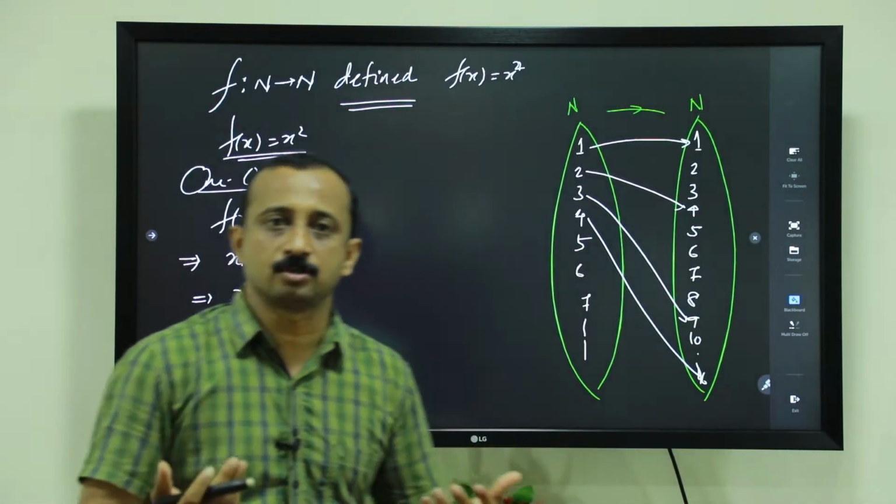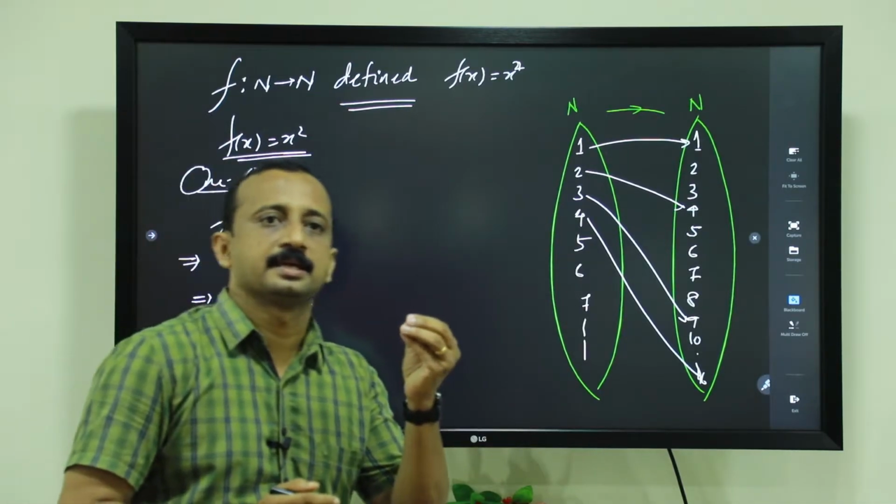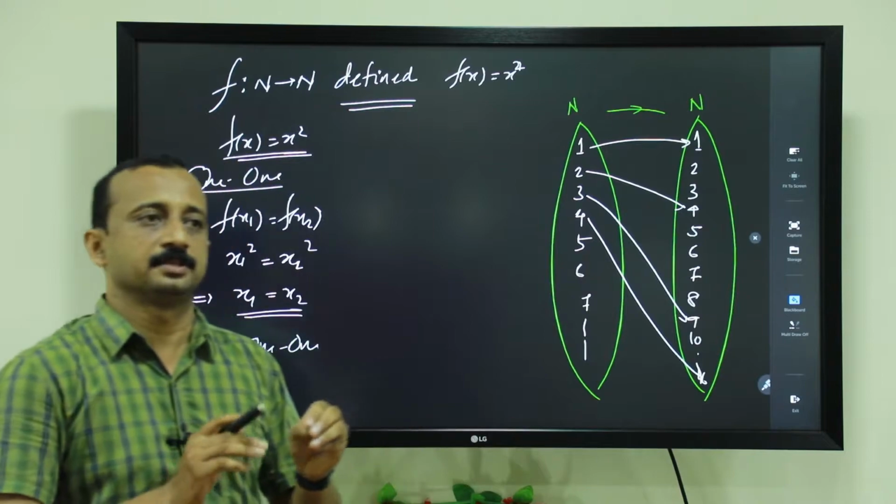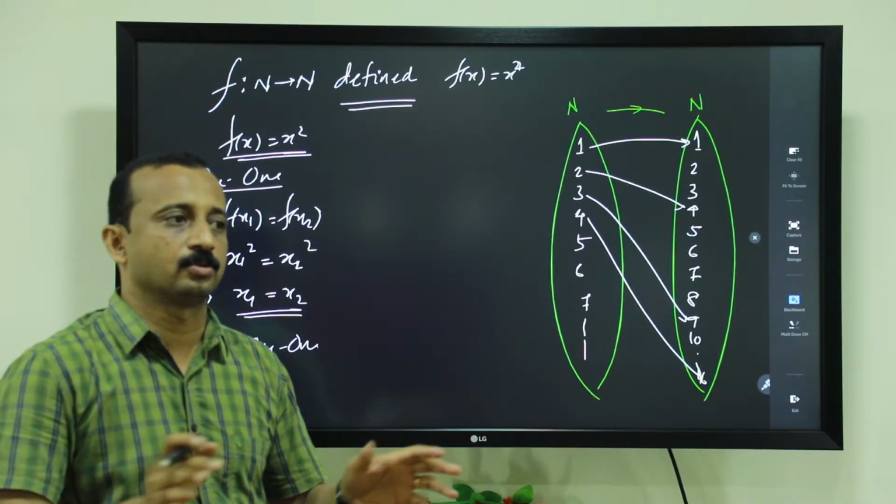Suppose the function is not one-one or not onto, we use a simple example.  Clearly the function is not onto.